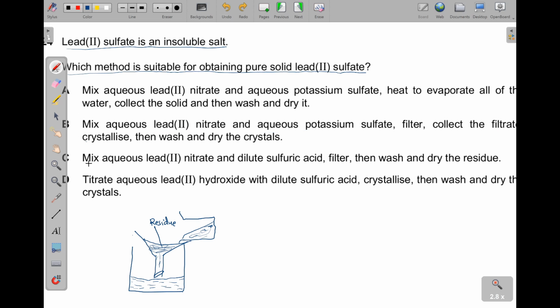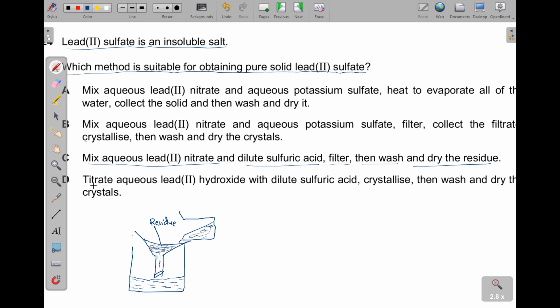Then C, mix aqueous lead 2 nitrate, dilute sulfuric acid, you will still form the lead 2 sulfate. Filter, then wash and dry the residue. This is exactly what I've been talking about. So the answer has to be that C.